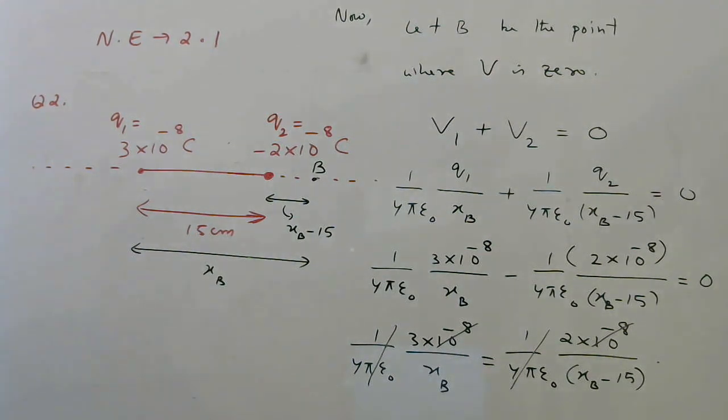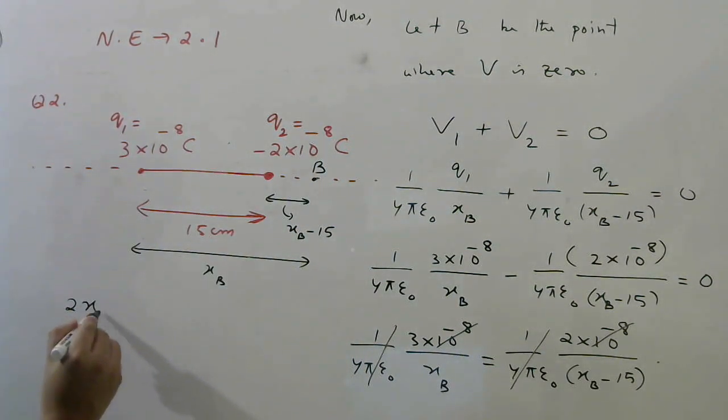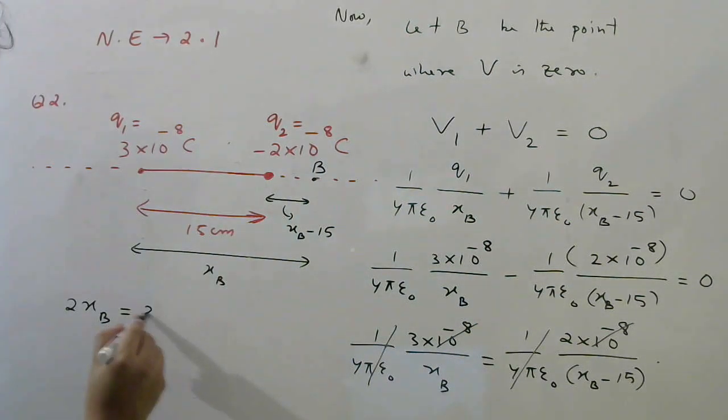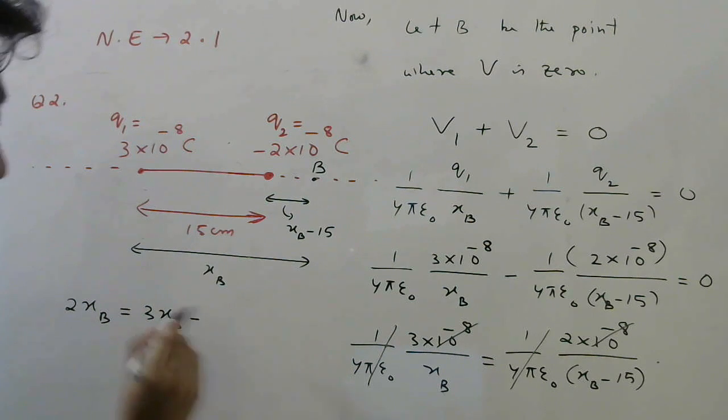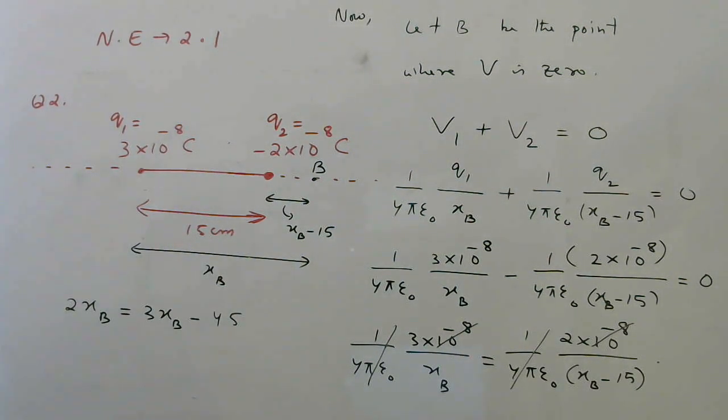Now you cross multiply like before. If you cross multiply this, you will get 2 into XB equals 3 into XB minus 3 into 15, which is 45. 3 into 15 will be 45. Then you bring 45 this side and 2XB that side. So it will be XB. So this is your answer.